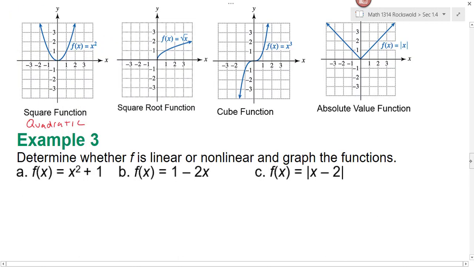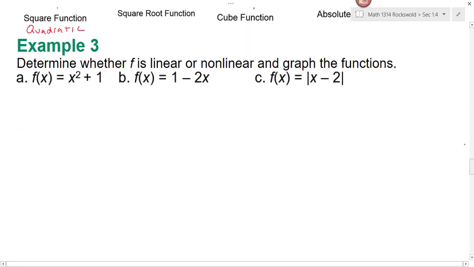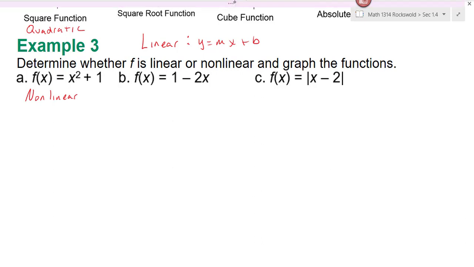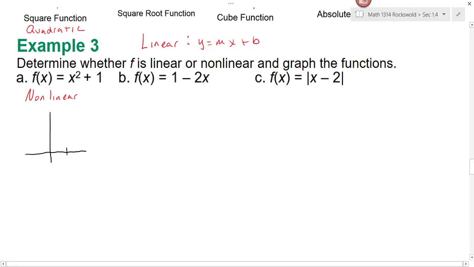In example 3, I ask you to determine whether f is linear or nonlinear and then graph the functions. So in part A, is this a linear function? Remember, linear functions have the form y equals mx plus b. The power on x is 1 in a linear function. This is not linear because x is not raised to the first power. So this is nonlinear. And the graph of this function, you could make a t-chart or graph it by hand or use your calculator. The graph of it is going to look like this.